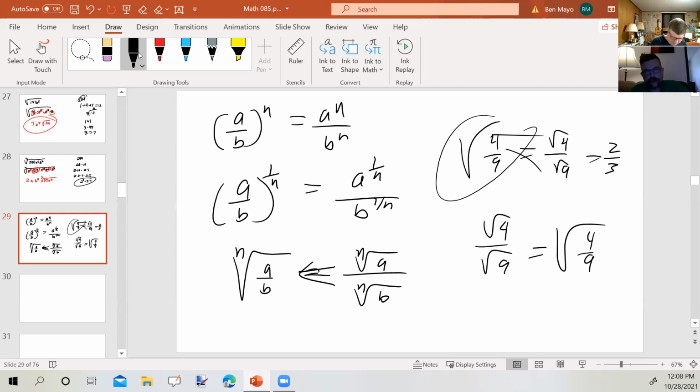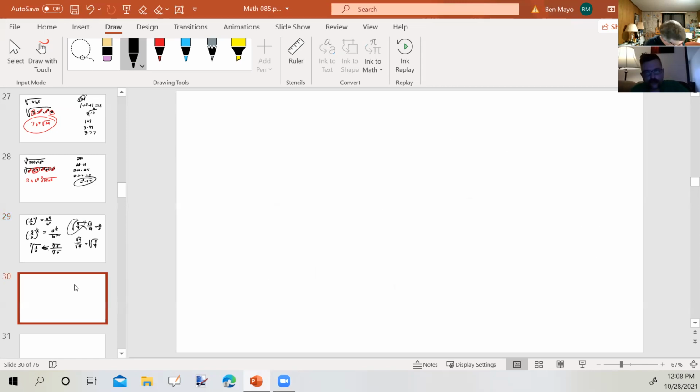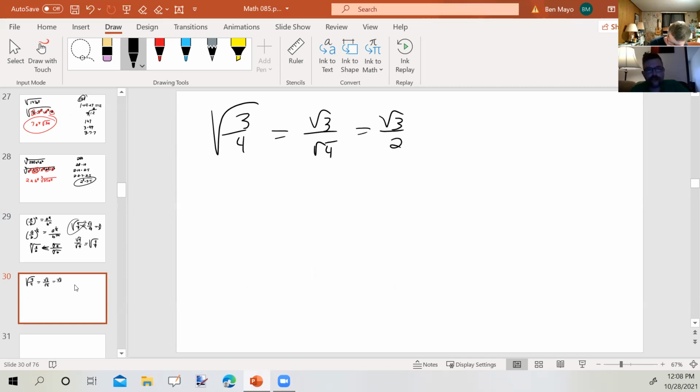Okay. We good to go on? So let's say I've got the square root of 3/4. That's the square root of 3 over the square root of 4, which is the square root of 3 over 2.